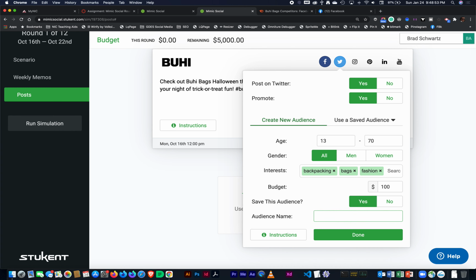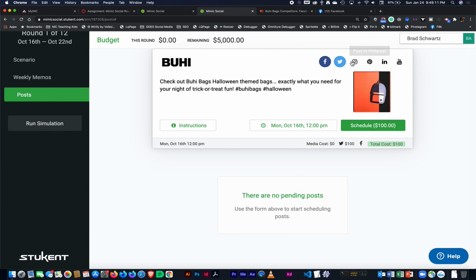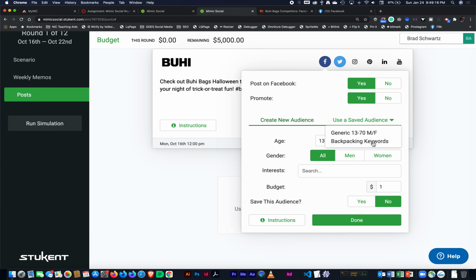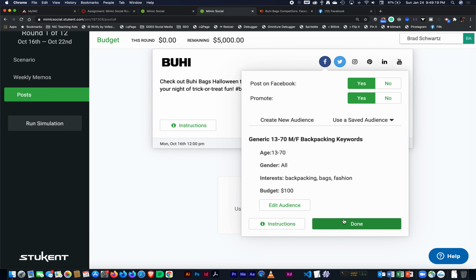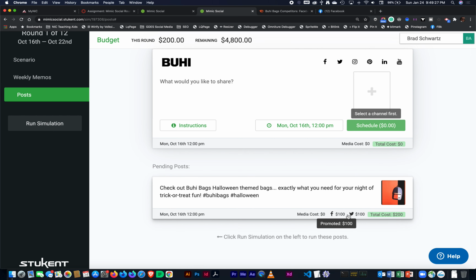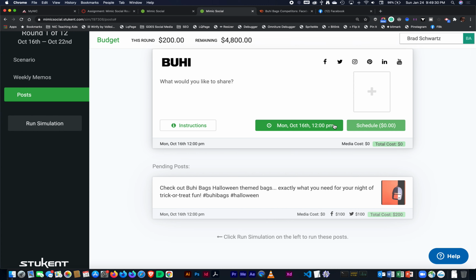We'll call this 15 to 70 backpacking, female, backpacking keywords. So there's 100 there. We'll pay to promote on Facebook. We'll use the same demographic. And so you see our cost went up to 200. I'm spending 100 on Facebook, 100 on Twitter.